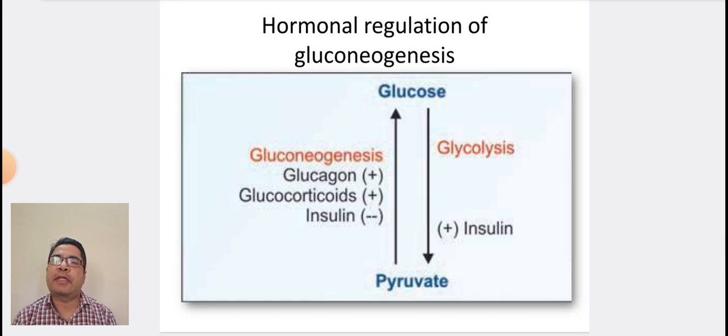In this diagram, we can see hormonal regulation of gluconeogenesis. Glucagon and glucocorticoids are activators of gluconeogenesis, while insulin is an inhibitor of gluconeogenesis. On the other hand, insulin is an activator of glycolysis.